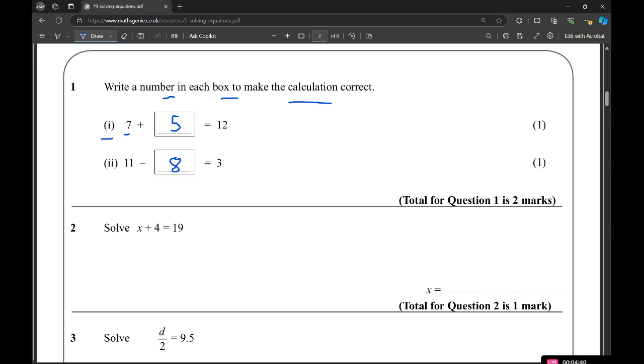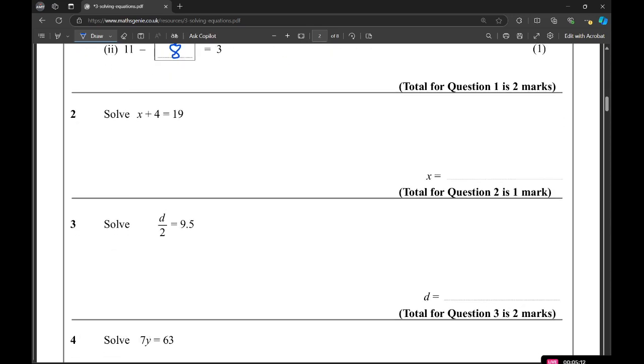Again, this is obviously done by trial and error, but there is a little system to work it out. For the first part, we subtract 7 on both sides, and then that blank makes 5. For the second one, I add the blank to both sides and then subtract 3. So I have 11 minus 3, which makes 8.